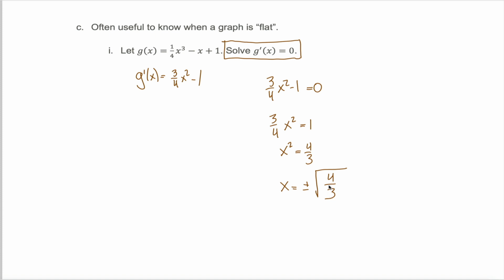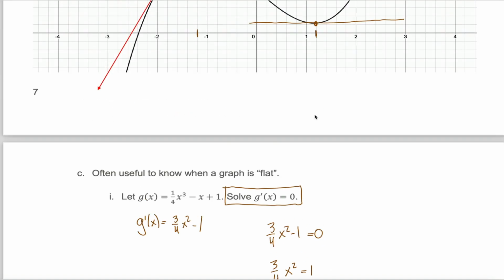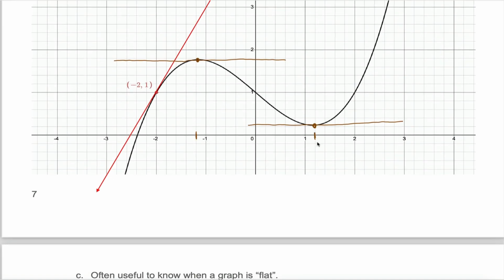I don't know what the square root of 4/3 is. You can figure it out if you wanted to get a calculator. You get some decimal approximation. It's some number that's a little bit more than 1. So since my answer is plus or minus that expression, I get a positive answer that's a little bit more than 1 and a negative answer that's a little bit less than -1. I get exactly these 2 points right here, the 2 points where the slope of the tangent line to the graph is horizontal.